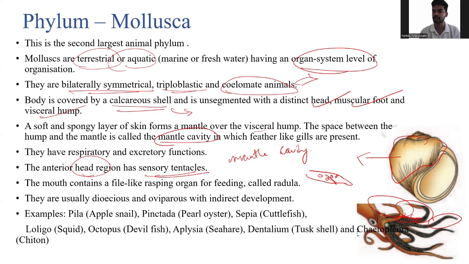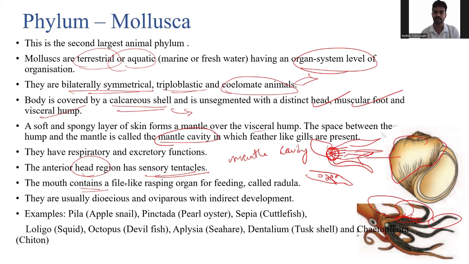Coming to the mouth, they normally contain a file-like rasping organ for feeding called the radula. Somewhat like this kind of structure will be present in the mouth part. So this is called the radula, where the feeding happens.